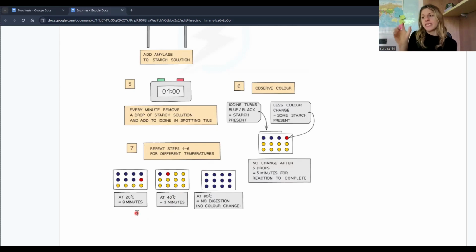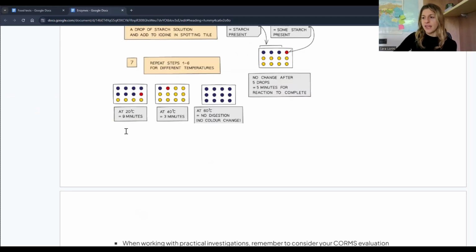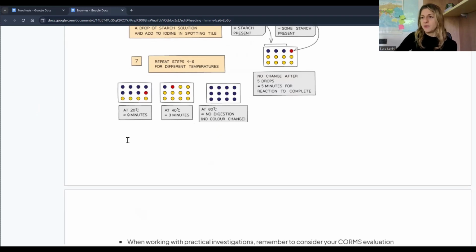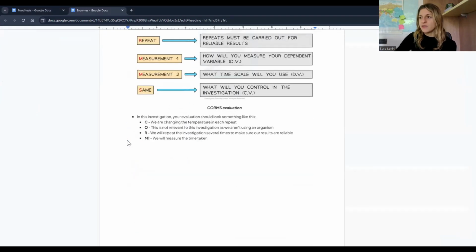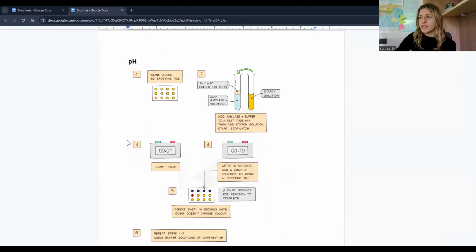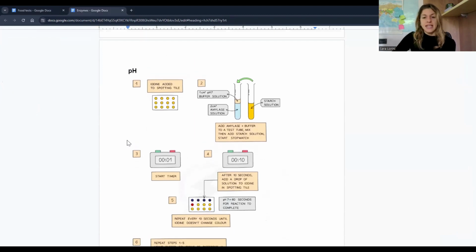And I hope you understand how easy it is to observe with these tiles. Okay? So, of course, there are several ways in which we can improve the experiment, but we will get to some exam questions then. If you need to look at the core practical investigation, feel free to do that with this document. The second type of experiment, looking at the other factor, is the pH.